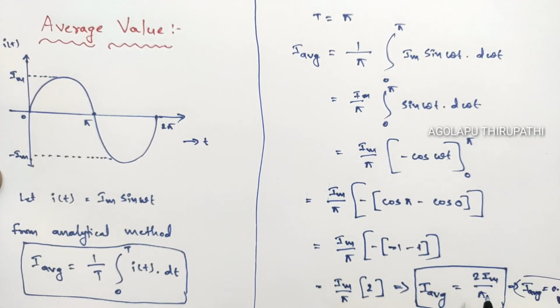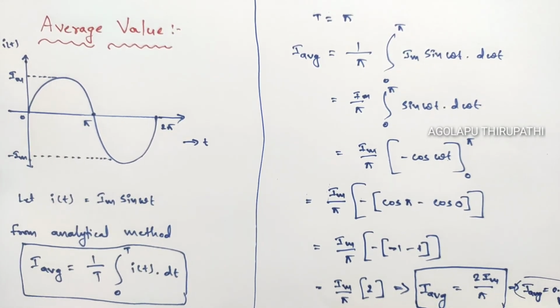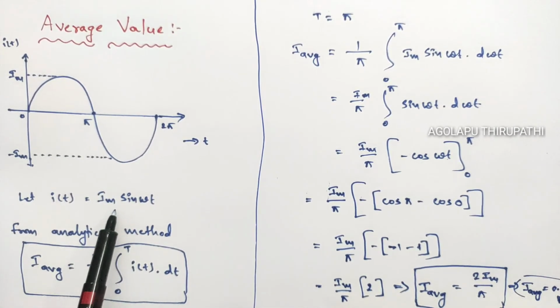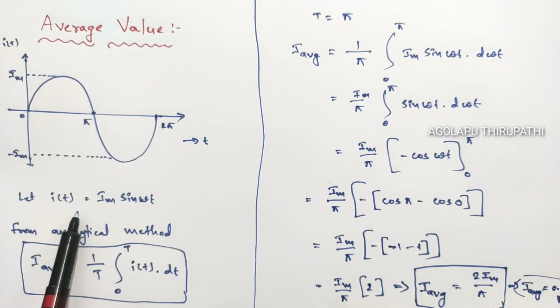So like this you have to calculate the average value. For voltage also it is the same. Just in place of the instantaneous value of current, you have to consider the instantaneous value of the voltage.